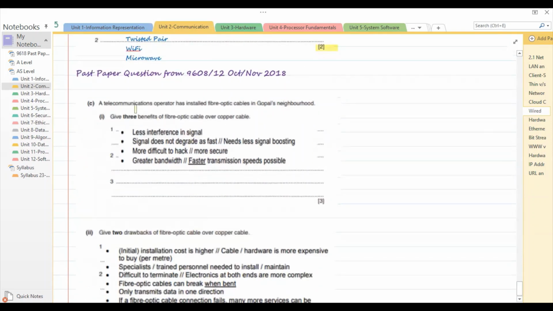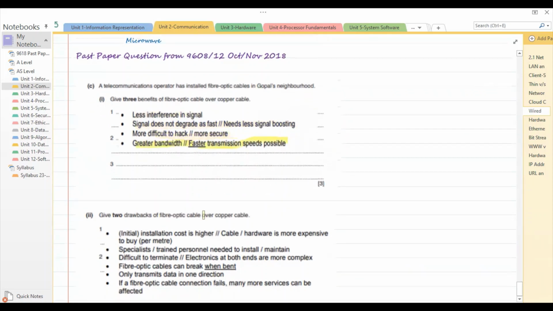Then there is a question. A telecommunication operator has installed fiber optics cable in Gopal's neighborhood. Give 3 benefits of fiber optics cable over copper cable. Less interference in signals, signal does not degrade as fast, needs less signal boosting, more difficult to hack so more secure, greater bandwidth, faster transmission speeds. So you can write any 3 points.